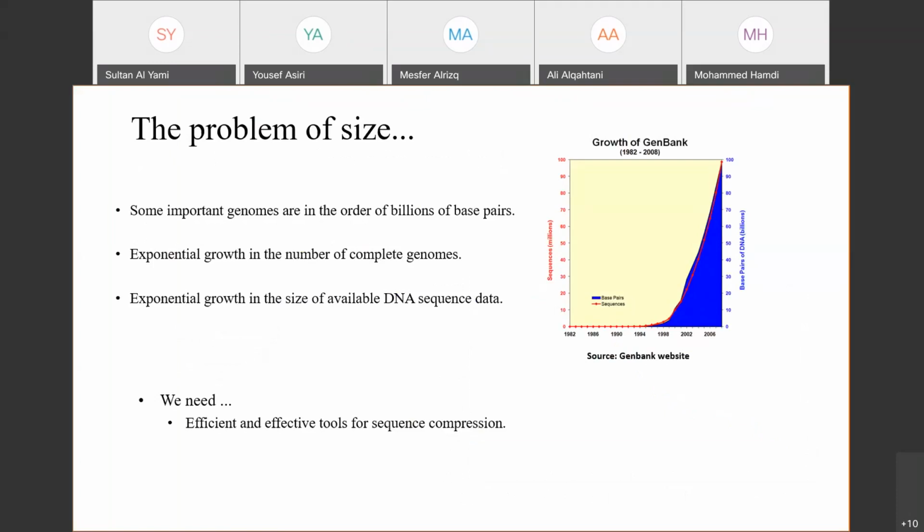Although next generation sequencing and third generation sequencing provide lower cost, high throughput, speed, and portability, they also introduce what is called a data deluge that data centers are facing nowadays, including GenBank. We can see in the chart that the GenBank size has increased exponentially, because some important genomes are in the order of billions of base pairs, there is exponential growth in the number of completed genomes, and exponential growth in the size of available DNA sequencing, since we have higher coverage. So we need an efficient and effective way to reduce the DNA file footprint, and this can be done using tools for sequence compression.